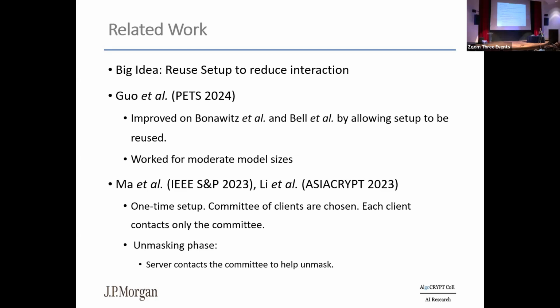And now during the unmasking phase, I will only contact this committee of users. So I'm still having a logarithmic number of committee members to help, but reusing the setup actually helps avoid some computation. So this is where our solution comes in, which we call one-shot private aggregation.